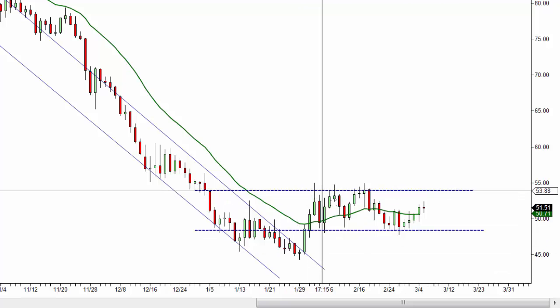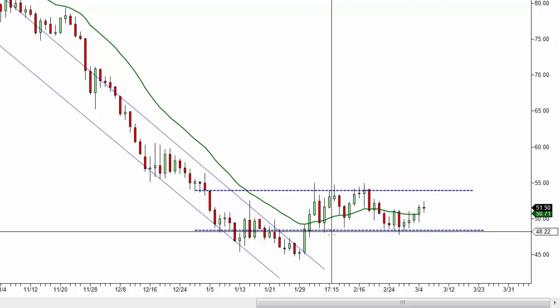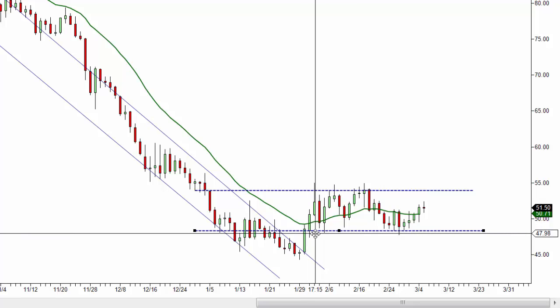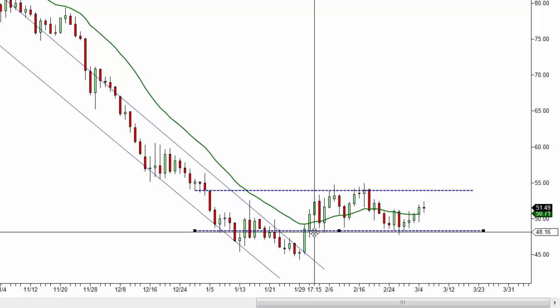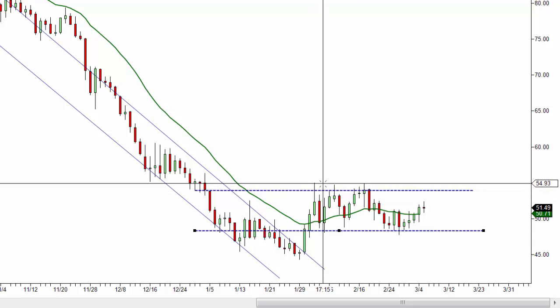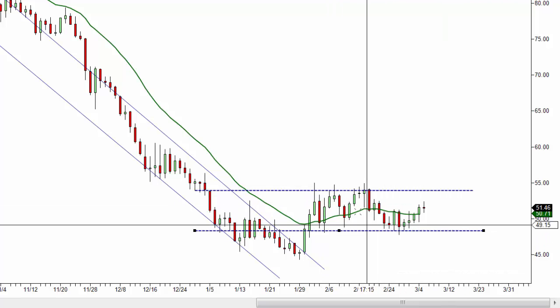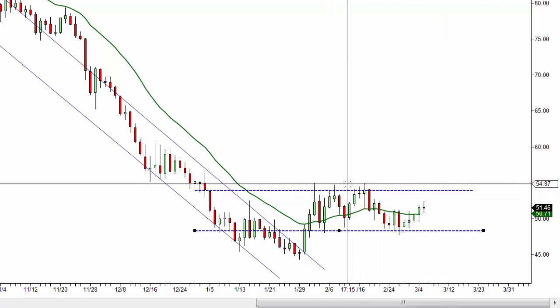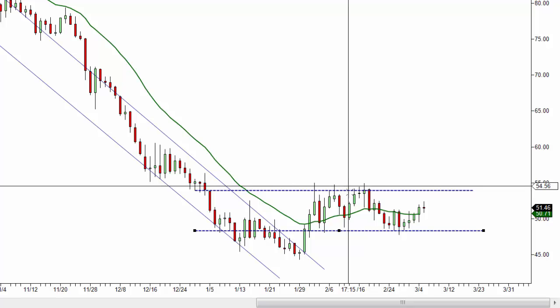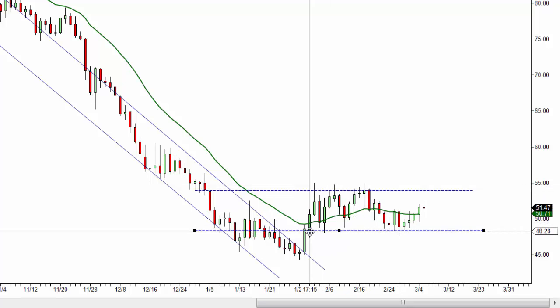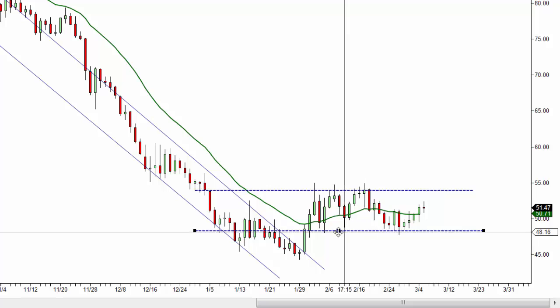And since that time, prices have traded in a fairly tight range between, if we just put it at the bottom here, let's call it 48, and at the high side, 54. So basically a $6, $6.50 range over the course of the last number of sessions, last three weeks, four weeks or so.